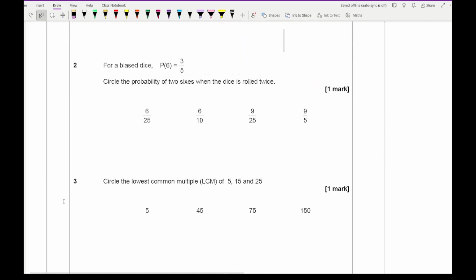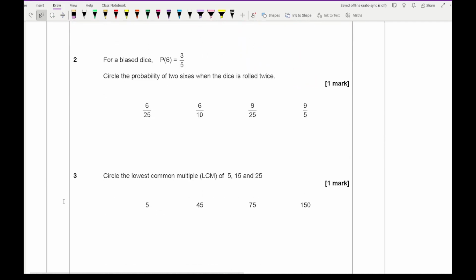Question 2, it says for a biased die, the probability of getting a 6 is 3/5. Circle the probability of two 6s when the die is rolled twice. For this, we want one 6 and another 6, so we multiply the two probabilities together, giving us 9 over 25, which is our third option.